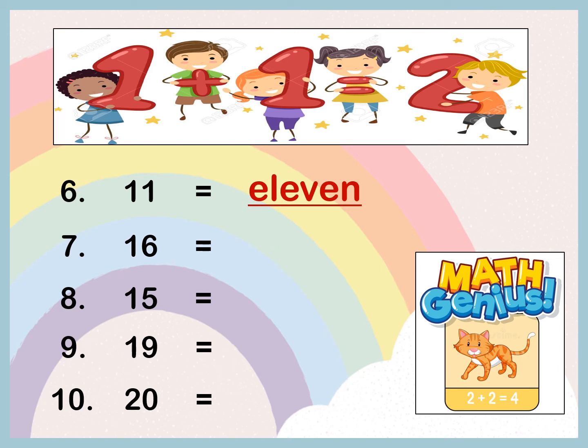E-L-E-V-E-N. 11. Did you get it right, kids? Great job. Now 16. Alright. How do you spell 16? It's S-I-X-T-E-E-N. 16. Great job. The next number is 15.